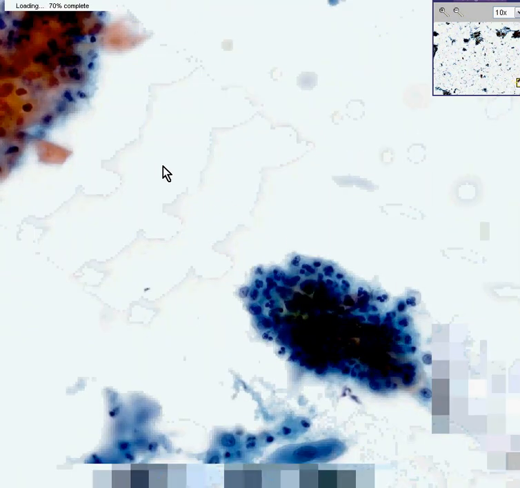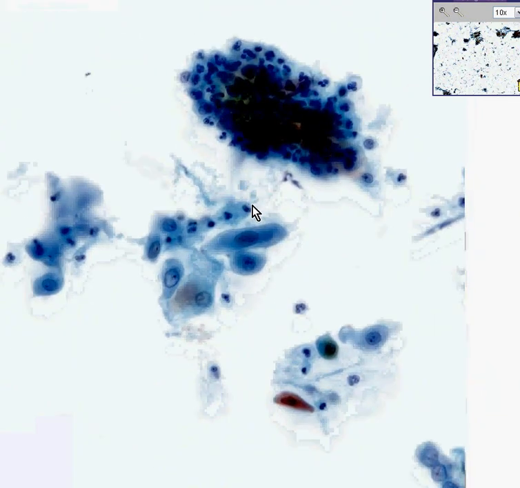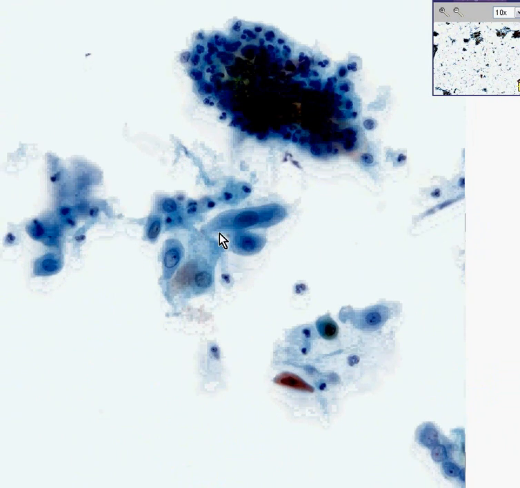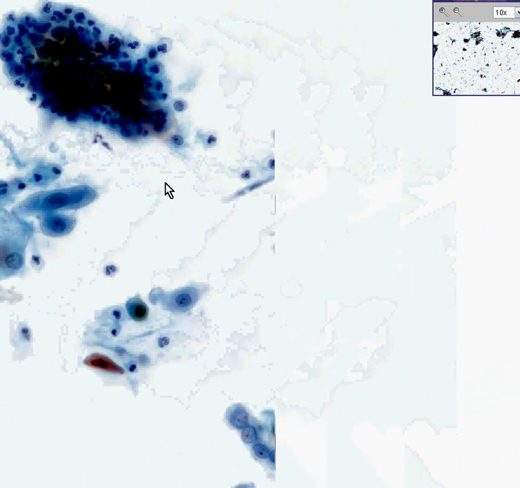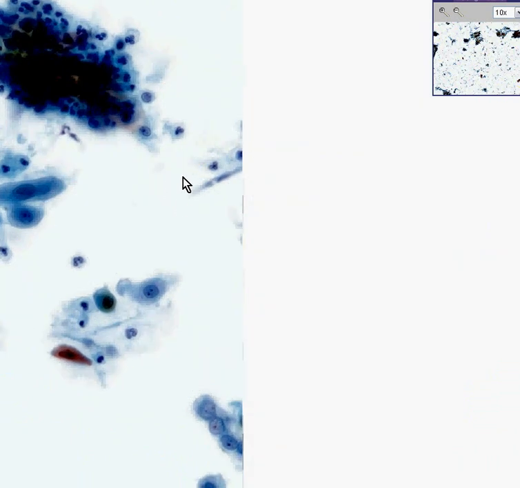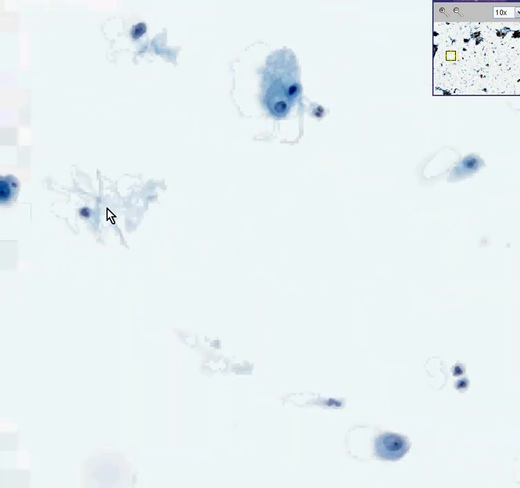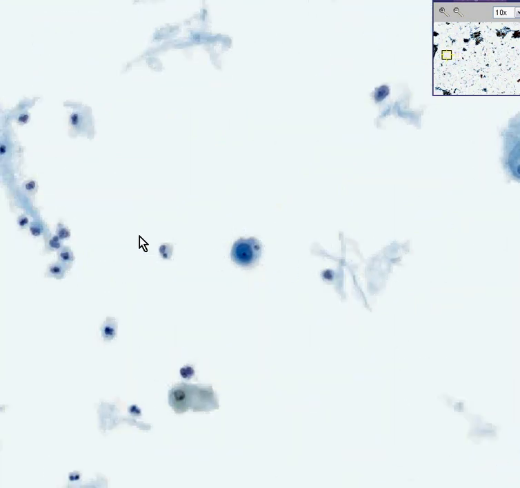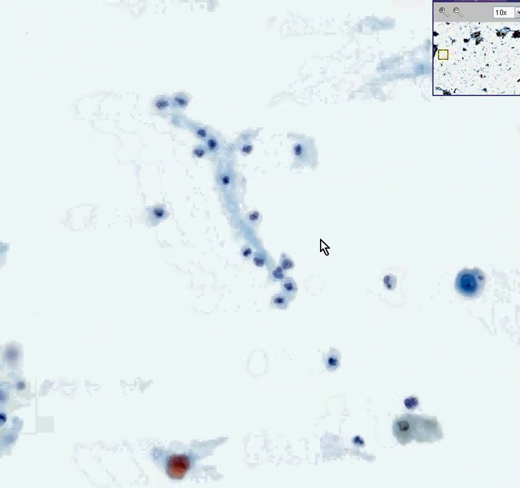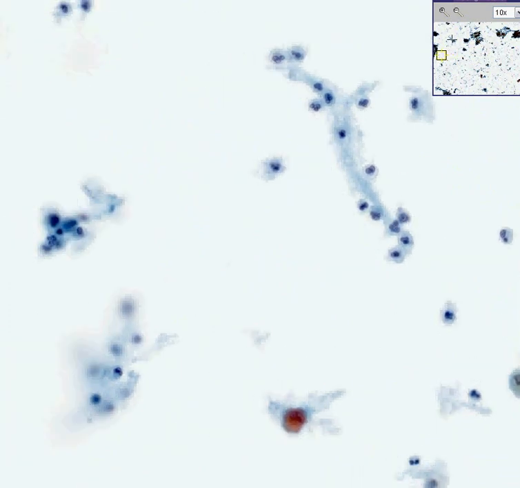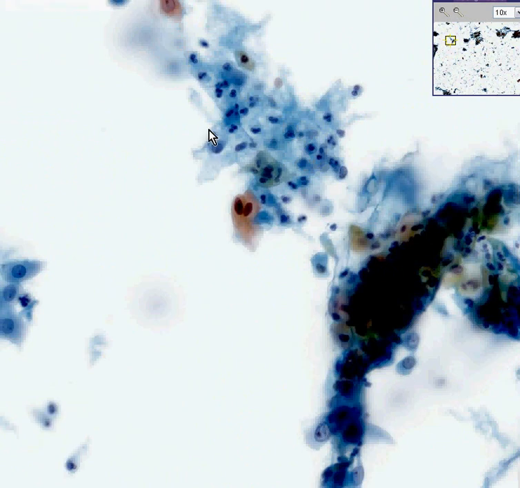And the reason why I'm feverishly going around here is because I'm looking for more cells. Here's one, here's one, here's one. And if you look, you'll have no trouble finding cells which are atypical, dysplastic, or call it by whatever buzzword happens to be in vogue for that particular decade.